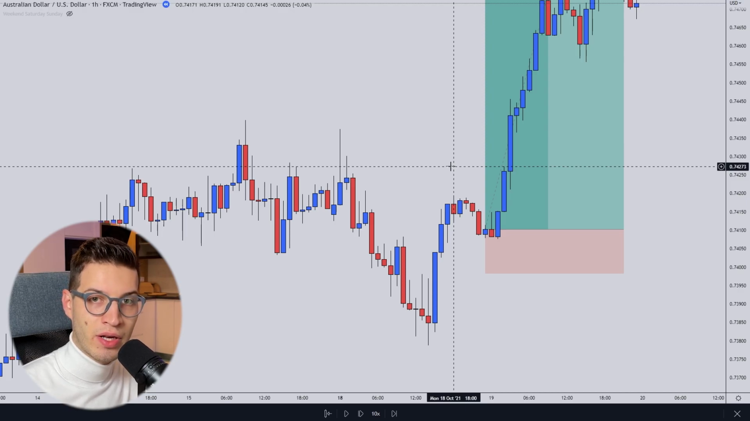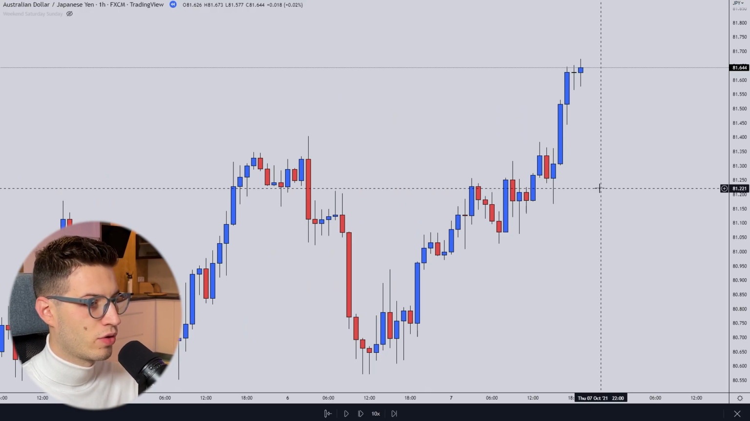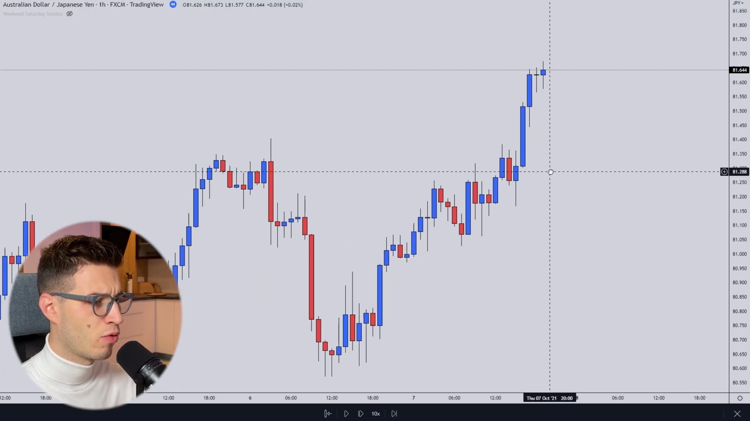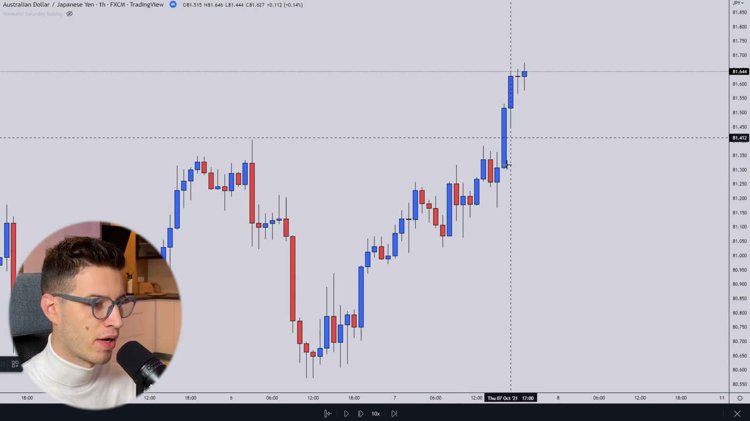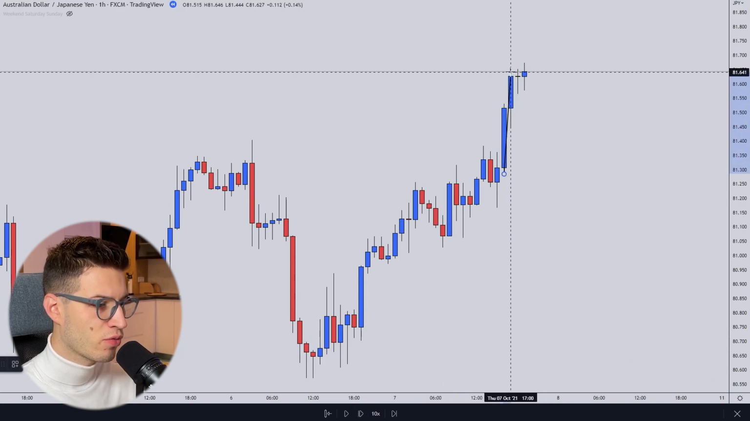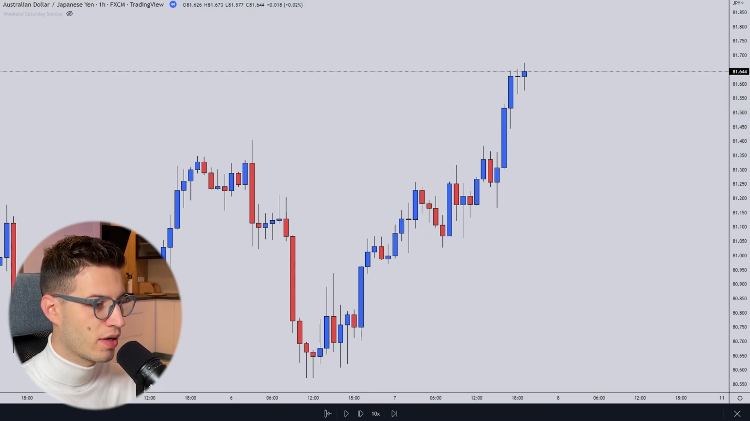The win rates are pretty low, but the risk to rewards are pretty high. Okay, we're now moving on to the Aussie and the Japanese yen. So let's take a look at this price action. We're of course identifying our large impulse to the upside, but also we need to see how the prior price action looks like. So I'm seeing a V reversal and I'm seeing a range.